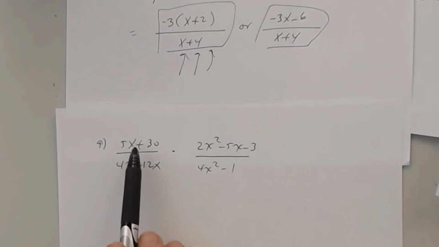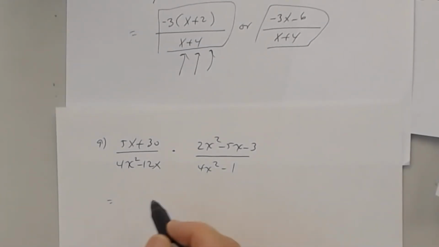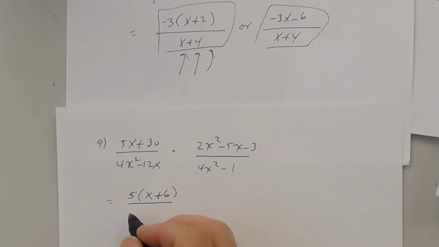All right, let's look at that first numerator. Can I factor that first numerator? How do you factor that? GCF of 5. So it gives you 5 times x plus 6. Can I factor the denominator? How? GCF of what? 4x. So it'll be 4x times x minus 3. Is that correct?